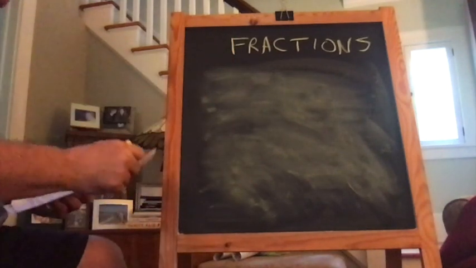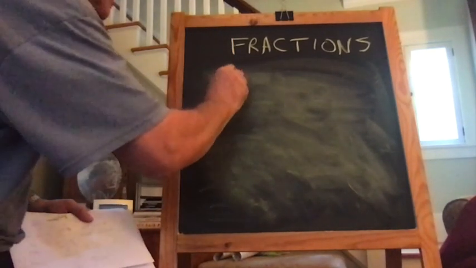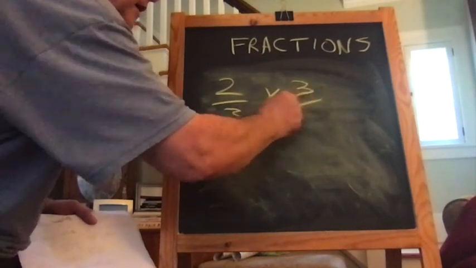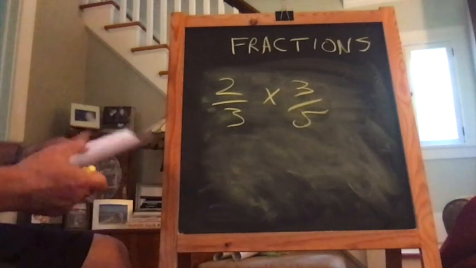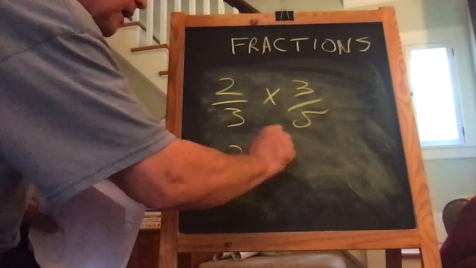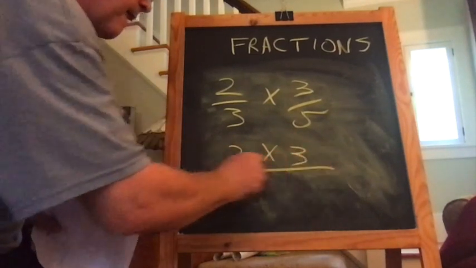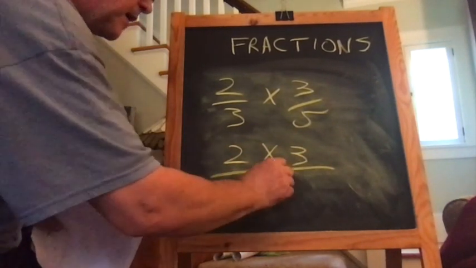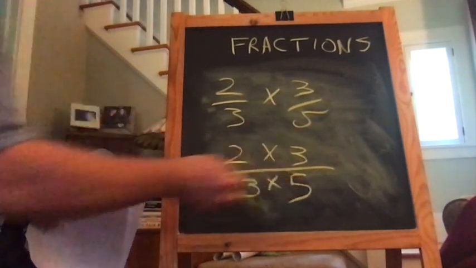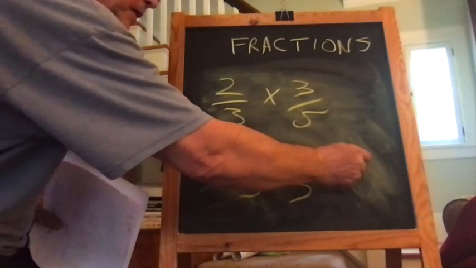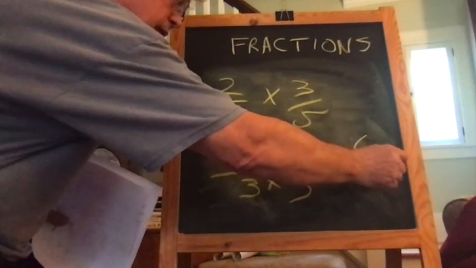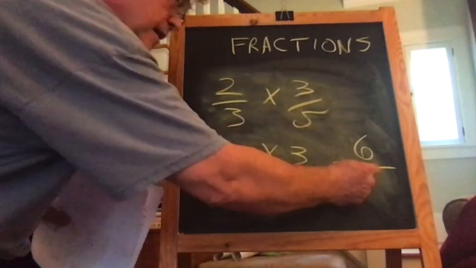So if I have a couple of fractions, 2/3 times 3/5. All right? I can also write that as 2 times 3 divided by 3 times 5. And if I multiply them, what's 2 times 3? Sophie? 6. Daniel, what's 3 times 5? 15.